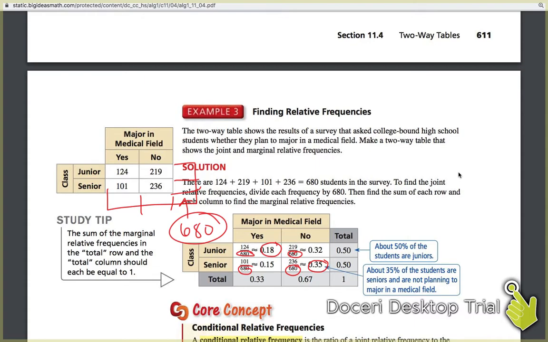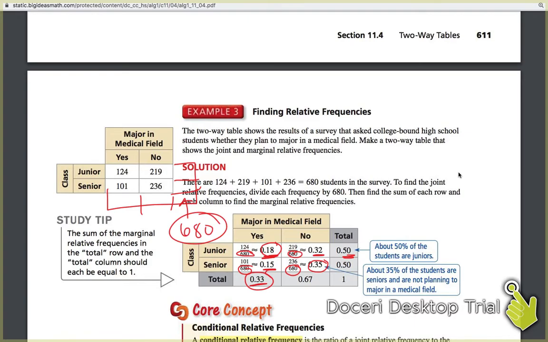If we want marginal relative frequencies, there's two ways we can do it. The book shows you one, I can show you the other. But the book just says simply add up the 0.18 and the 0.32, and we're going to get 0.5. Right? Add up 0.18 and 0.15 to get the 0.33. And that will tell us 33% of everybody surveyed is going to major in the medical field. All right, so we've got all that.